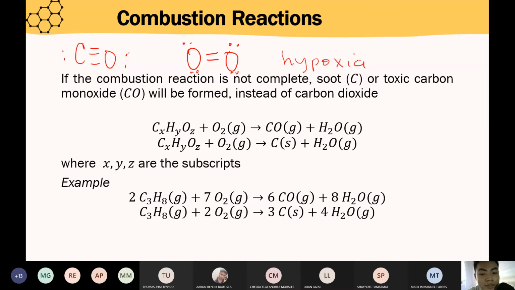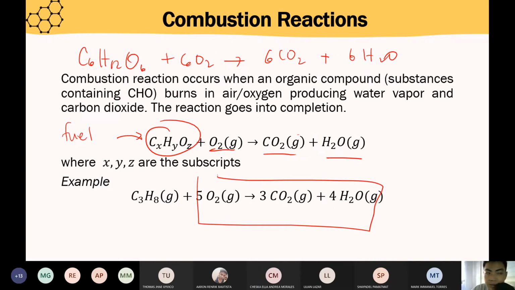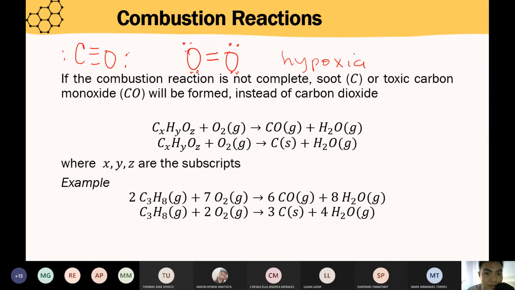So, that results to death, no? By hypoxia, meaning the cells of your body, no, they are oxygen deprived. Okay? And then when they are oxygen deprived, what will happen? Yung metabolic process, it will stop producing energy. Okay? Kasi deprived ka na ng oxygen eh. So, your body will shut down. Okay? Hihimatayin ka. And then, if hindi ka ma-revive, you will die. Okay? Yun.